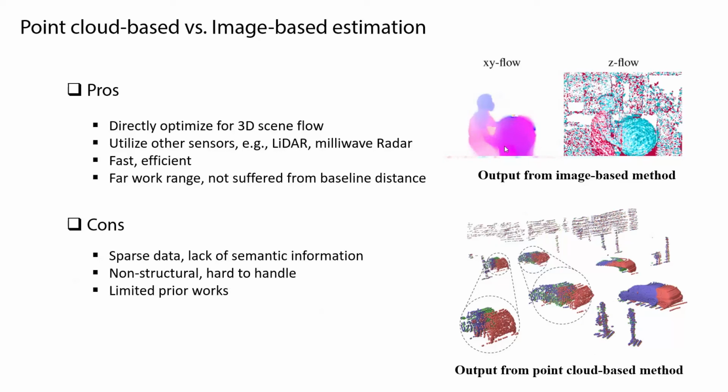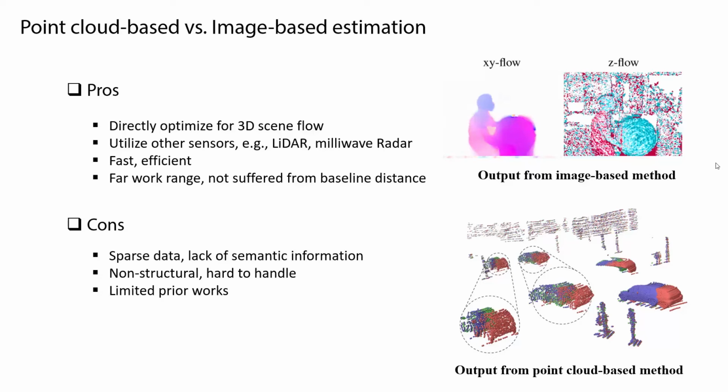The method works on the RGB and depth images and can output the dense scene flow for every pixel. Recently, there is another research direction arising. This is point cloud-based scene flow estimation. The method of this type uses the raw point clouds as the input and outputs the scene flow for its points in the cloud. Here in this slide, we compare the pros and the cons of point cloud-based scene flow estimation.